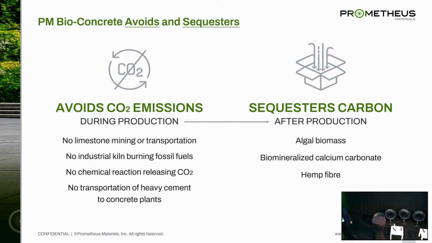Again, it's using algae, and everything we do is at ambient temperature, ambient pressure, nothing superheated, no fossil fuels used whatsoever. So that's the avoidance side. And then we sequester. The way we sequester CO2 is because we are using algae, and that algae goes through a photosynthesis process, so it naturally sequesters carbon. And then the biomineralized calcium carbonate. Both the algae and the biomineralized calcium carbonate are then sequestered into our long-term building materials. So we avoid and we sequester.